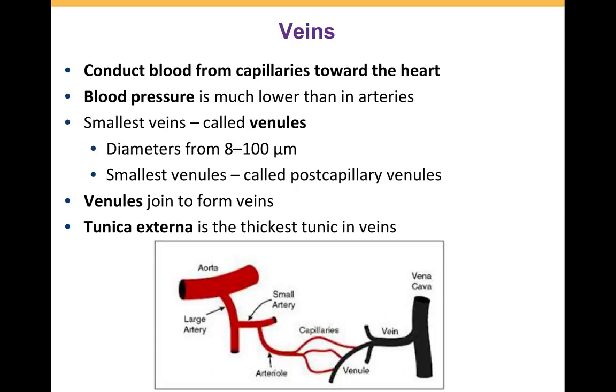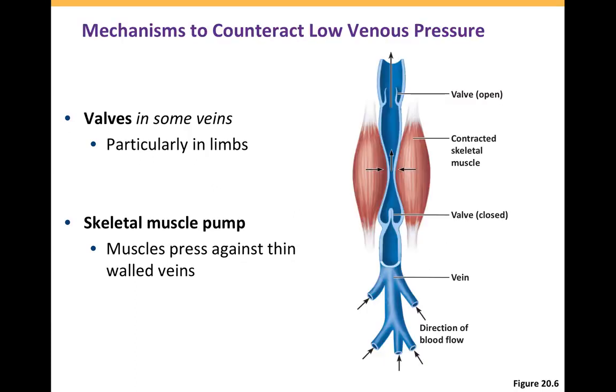Interestingly, if we're comparing the histology of veins to arteries, you will notice that the tunica externa is the thickest tunic in veins. When we compare this to muscular arteries, typically the tunica media is the largest among the three layers. So that would be considered one of the main differences.